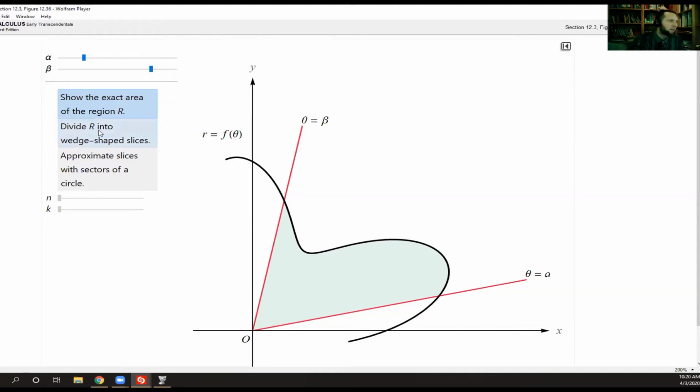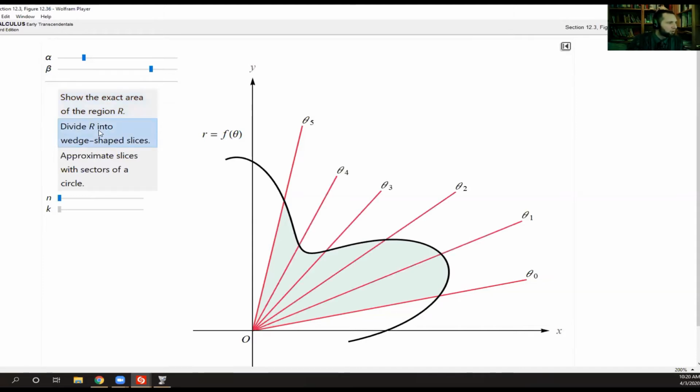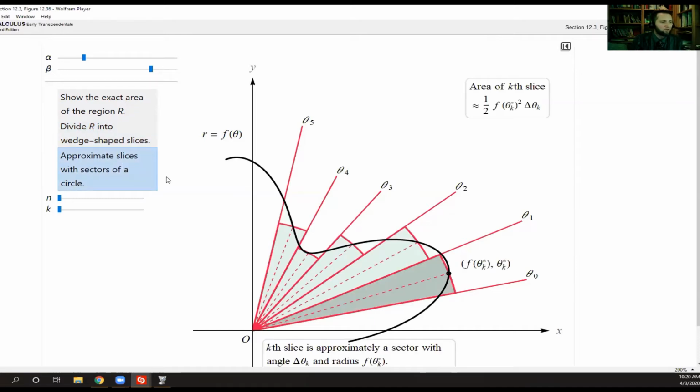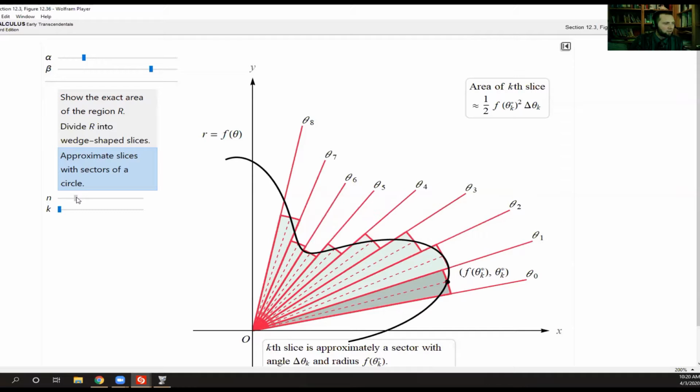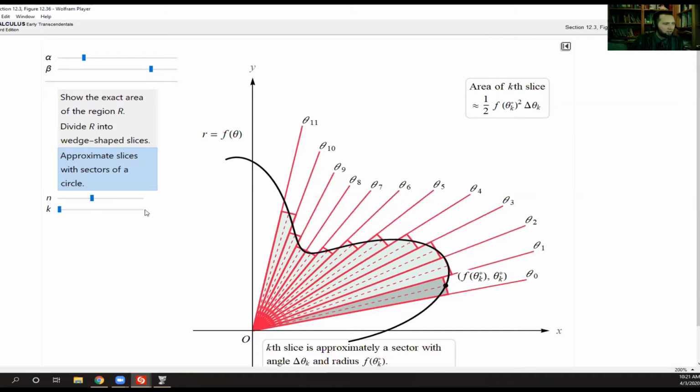So how do we do it? Well, it's just like in Calc 2. You divide it into a whole bunch of regions, and instead of approximating with rectangles like we did before, now we're going to approximate with a whole bunch of sectors of circles. And shockingly enough, if we increase the number of sectors, then we get closer and closer to the exact area. And if we add up enough of them, then in the limit, we will get the exact area.